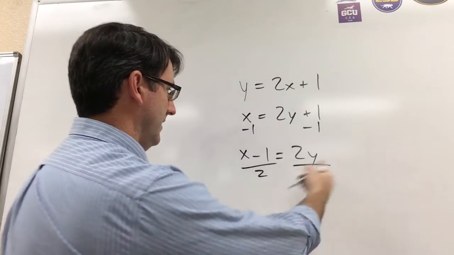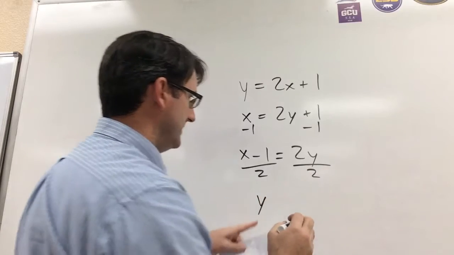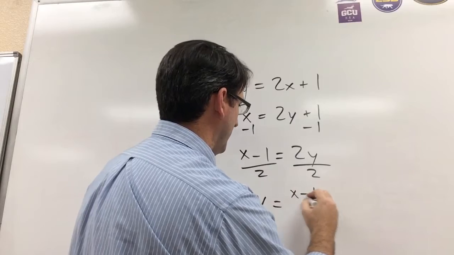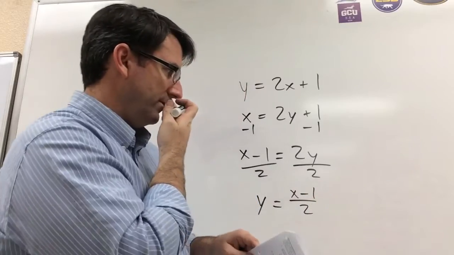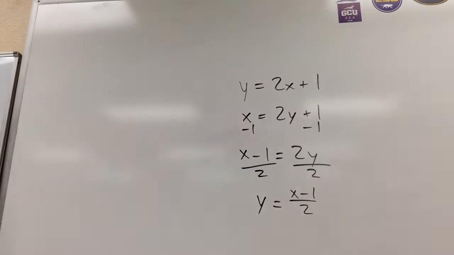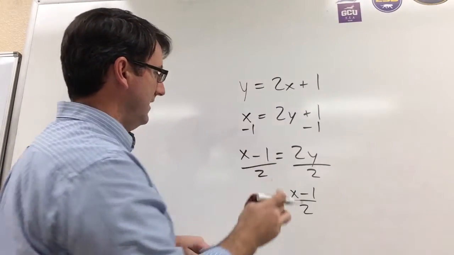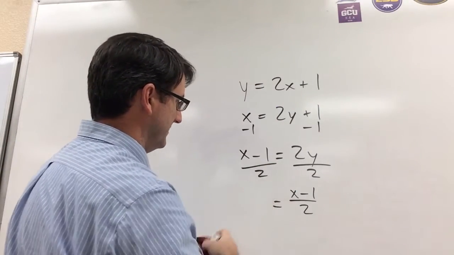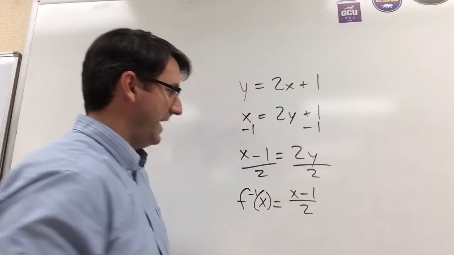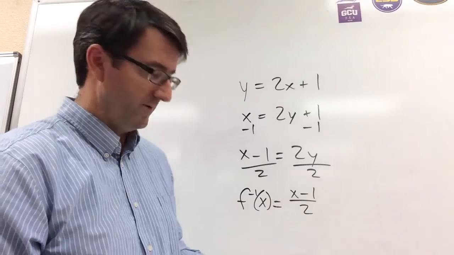And so I'll rewrite this with a y on the right. So y equals x minus 1 over 2. And now this is a different y. This y now represents the inverse of this function up here. So we write that as f inverse of x equals x minus 1 over 2.